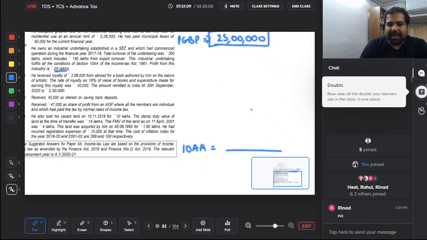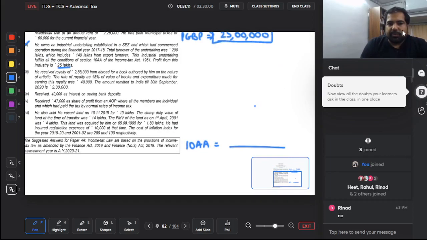Since we are at this, let's calculate it only. Guys, this was started in the year 17-18. We are in the first 5 years. The export turnover is 140 lakhs. Total turnover is 200. So 140 divided by 200 is the export percentage into 25 lakhs. So 140 divided by 200 into 25 is 17,50,000. And first 5 years, so we can take 100%. Is this also final? Yes, this is also final. I'm putting them in boxes.